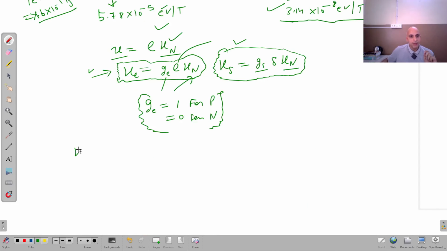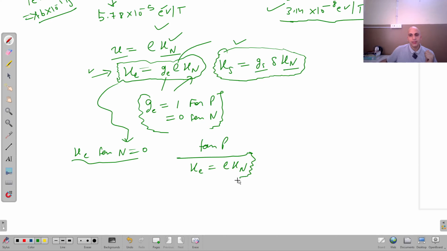So I can say that mu L for a neutron should be equal to 0. That's why if ZL is equal to 0 and I put it here for the neutron, then I will get this equal to 0. It means the orbital magnetic dipole moment of the neutron is equal to 0. But for a proton ZL is equal to 1, so for a proton I will have mu L equal to L into mu n. So this is the orbital magnetic dipole moment of a proton, and this is for a neutron.